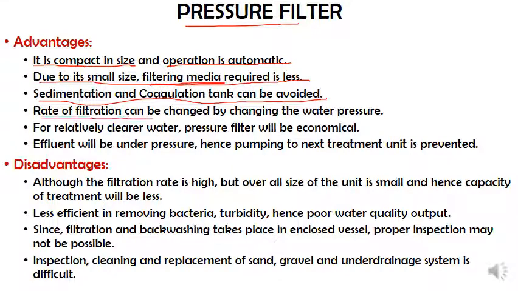Rate of filtration can be changed by changing the pressure of water. That is, in the previous slide we have discussed low rates, intermediate rates, high rates, and how we are going to change that rate of filtration. That is just by changing the water pressure which is flowing inside the pressure filter. So with that we can actually change the rate of filtration. For relatively clearer water, the pressure filter will be much more economical.